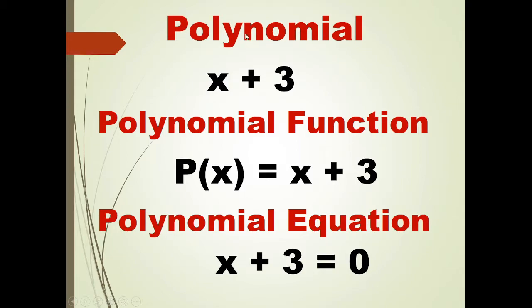Ayan, ito yung example. Pag polynomial, ganyan lamang siya. Pag polynomial function, kailangan siya nagsisimula sa p of x, f of x, g of x is equal to x plus 3. So, merong left side and mayroong right side. Now, pag polynomial equation, kailangan mukhang equation na siya. So, that is x plus 3 is equal to 0. So, naka-equate siya dapat sa 0. So, ngayon, ang ating focus ay ang polynomial equation.